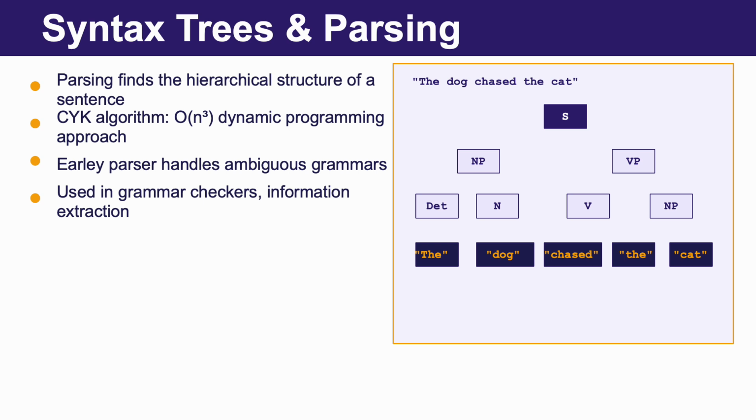Take the sentence, the dog chased the cat. The parser builds a tree with S at the top. S splits into noun phrase, the dog, and the verb phrase, chased the cat. The verb phrase splits into the verb, chased, and another noun phrase, the cat. This tree structure tells you who did what to whom, which is essential for understanding the sentence.